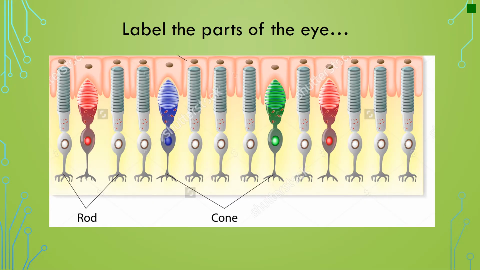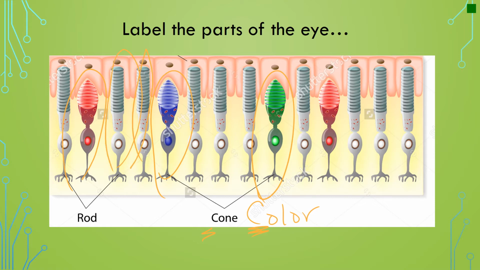So here's an image of your cones and your rods. If you look at it, cones definitely look like cones at the end, and they are also colored. How to remember that cones detect the colors: they both have that C for color and cones, so therefore they are the ones that detect color. Rods just tell whether it's light or dark, and these, as you can tell, look like rods as opposed to the cones.